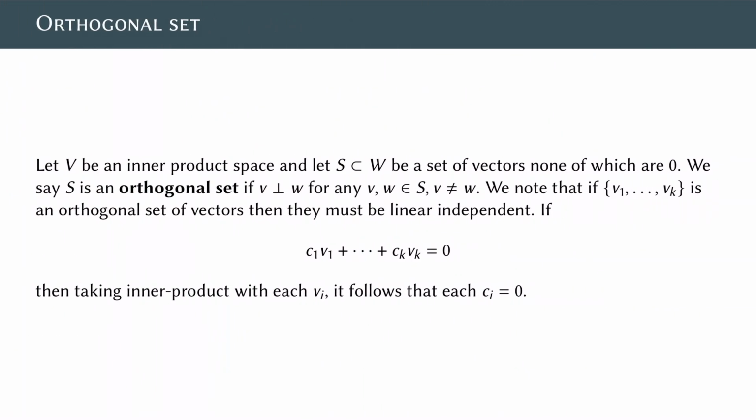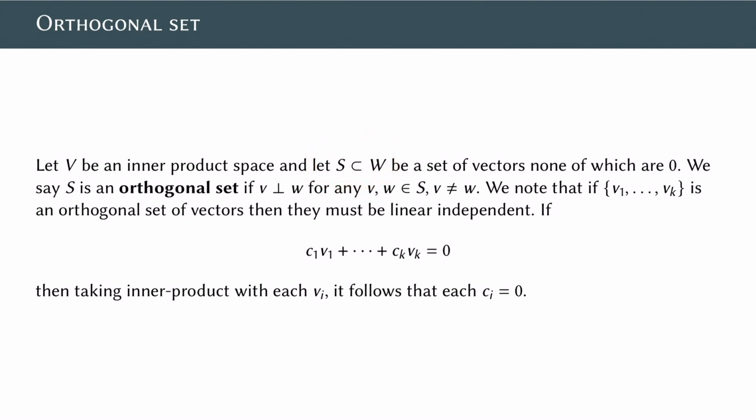Now we come to the next interesting topic, which is called an orthogonal set of vectors. Let V be an inner product space, that is, it's either Rn or Cn equipped with some inner product, and let S, a subset of V, be some set of vectors, none of which are 0.